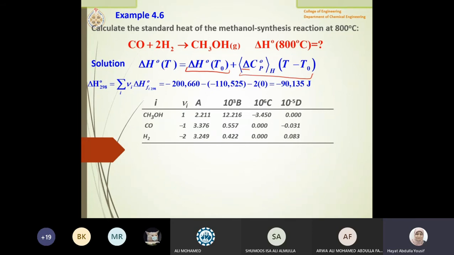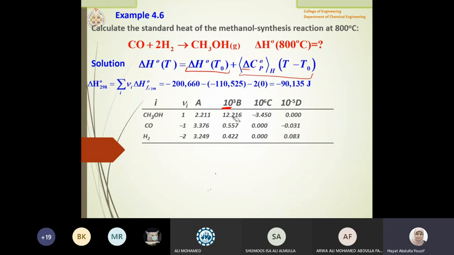I want to clarify a very important thing here. When I multiply by 10 to power 3 here, it means this value is times 10 to power -3. In other words, they put this value after they multiplied it by 10 to power 3. But the actual value of B is 12.216 times 10 to power -3. So on substitution, you take the power that's written here and multiply with the opposite sign. Here it was 10 to power 6, so you multiply this number by 10 to power -6. Here, you multiply by 10 to power 5 plus 5. You get the idea?